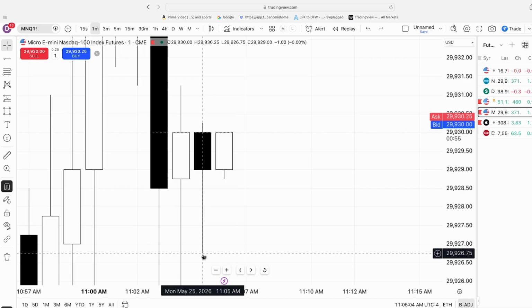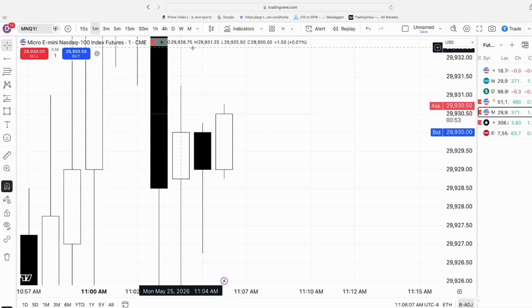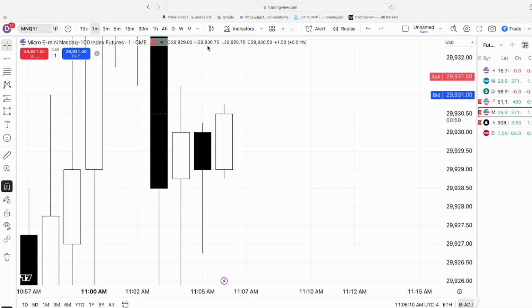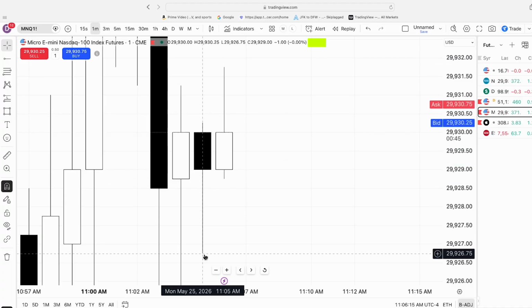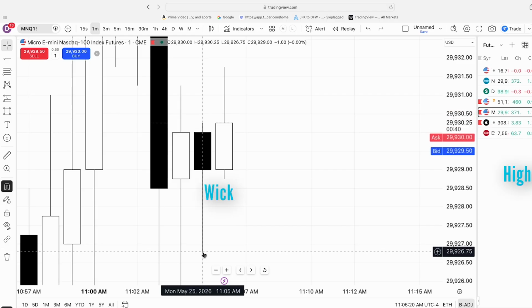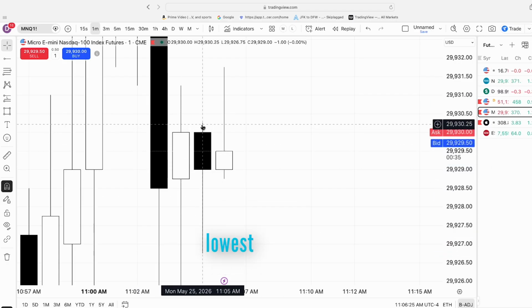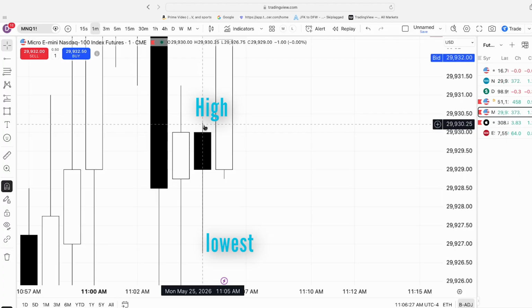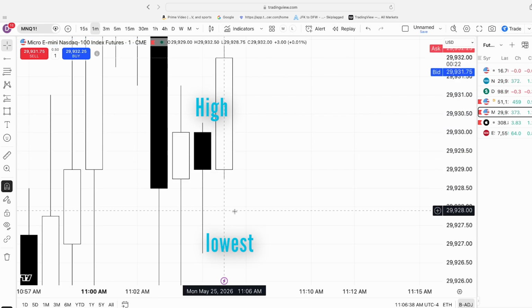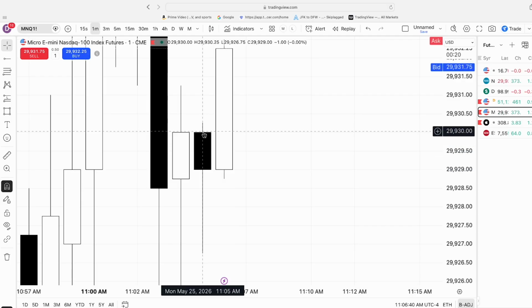At the end of the wick, and you can see it at the top of the screen right here, this is the open, the high, the low, the closing of a candle. So this is the wick of a candle, which is the very end of a candle. Now this one, the lowest it went was 29,930, and the highest it went, at the top of it, was 29,930.25.